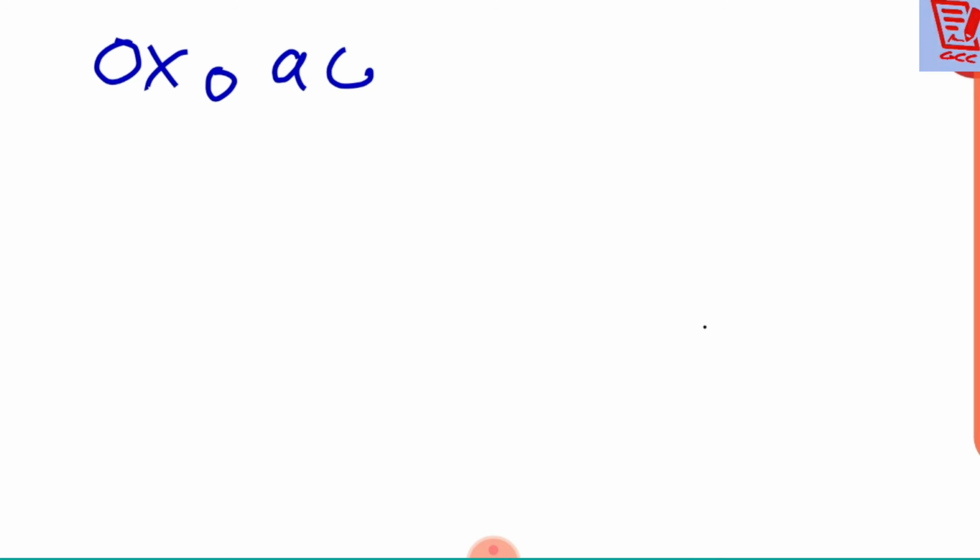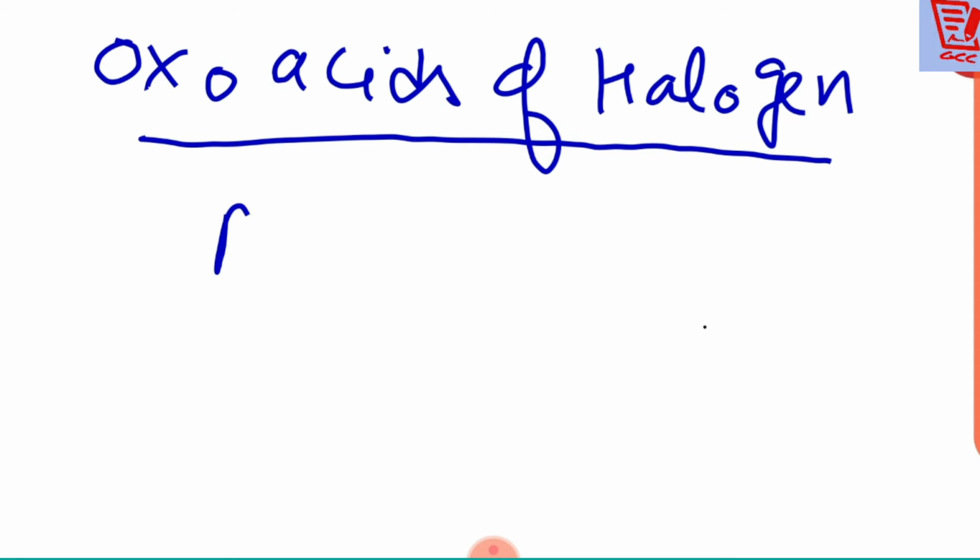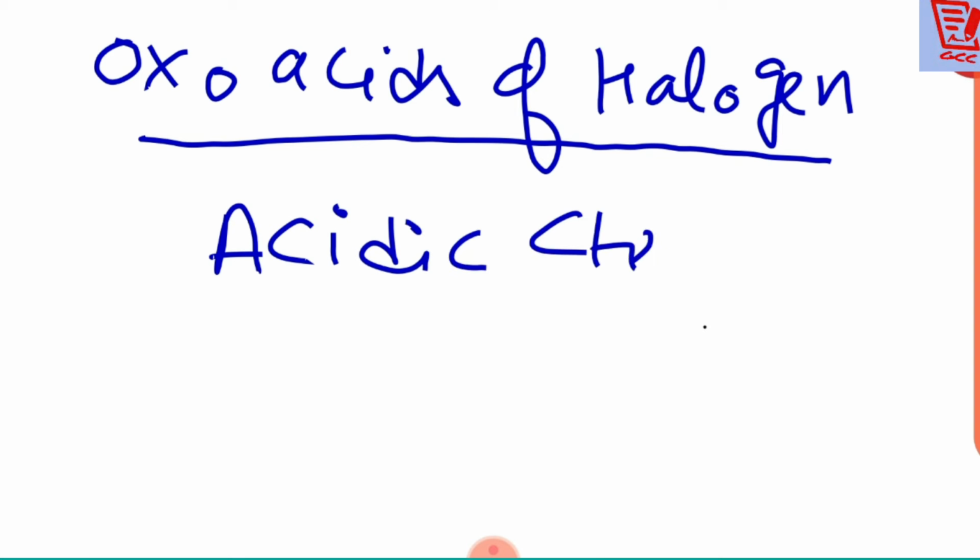Good morning, students. So where we were doing the acidic character of oxo acids of halogens. What we are doing? Oxo acids of halogen. And in the oxo acids of halogen, we have to start with their acidic character.